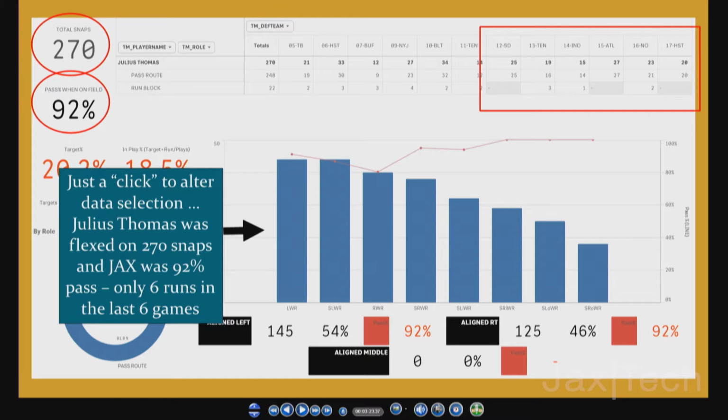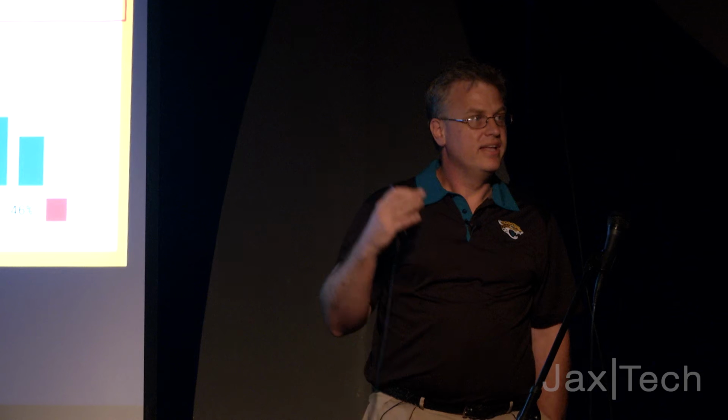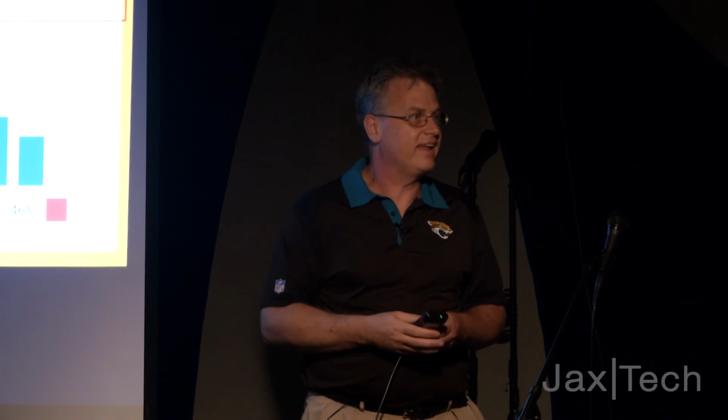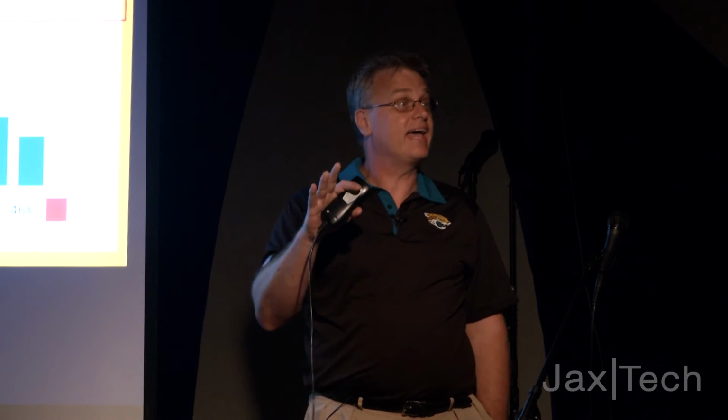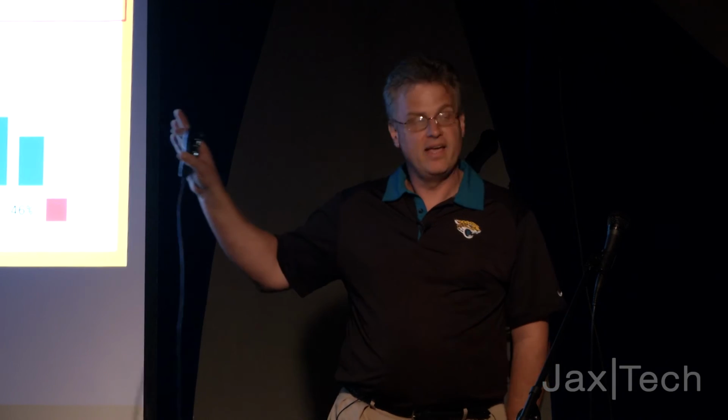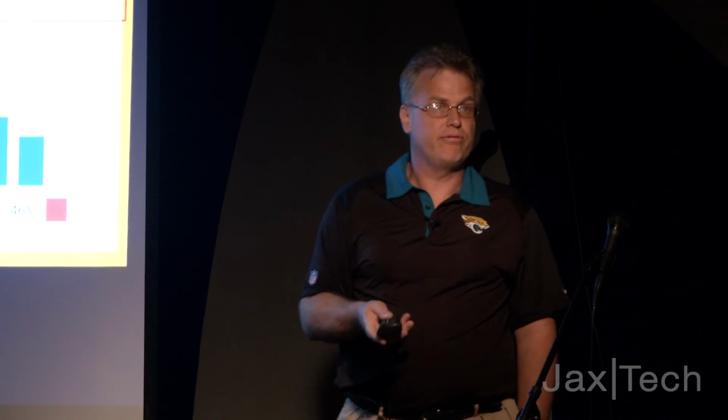Anytime he lined up as a wide receiver, 270 plays, they jumped to 92% pass. So as an opponent, I'm going to think, if Julius Thomas is lined up as a wide receiver, that's 92% pass. They only ran the ball 6 times in the last 6 games that happened. Immediately I can start thinking adjustments, et cetera. Those are the kinds of things we try to look at on a regular basis, just to give you an idea. For anybody who has to do any kind of data mining or data combining, I recommend this software. It's really worked well for us.